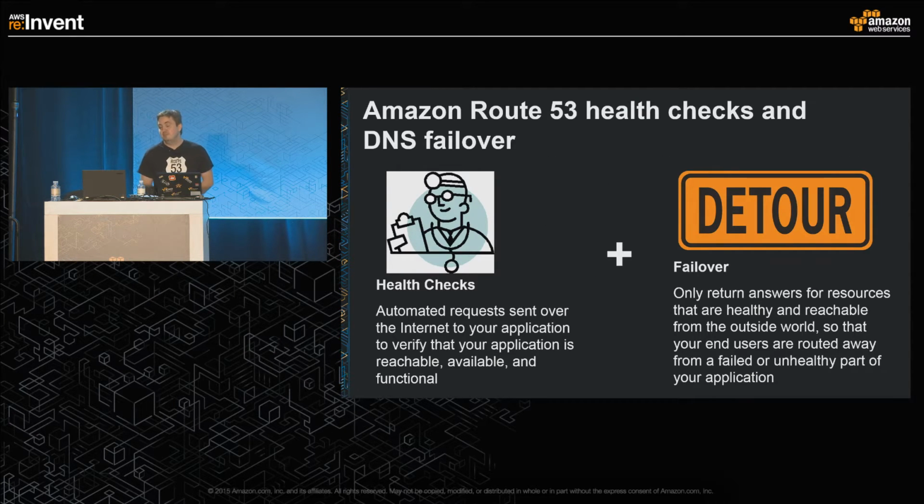So, as you may know, Amazon Route 53 health checking and DNS failover is a service we currently offer that allows you to health check any HTTP endpoint on the internet, and based on the health of that endpoint, you can fail over to another endpoint, or you can be alerted if that health check is unhealthy. And you can use that information to make routing decisions at the DNS level.